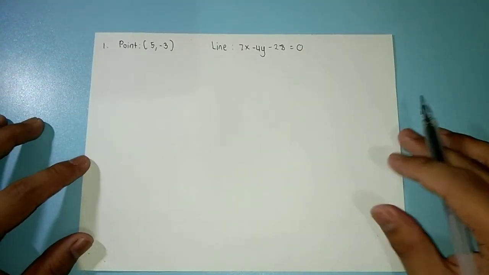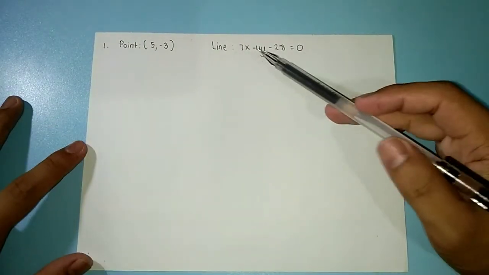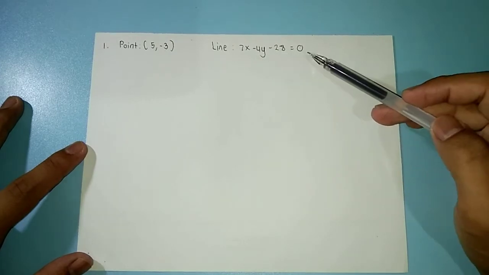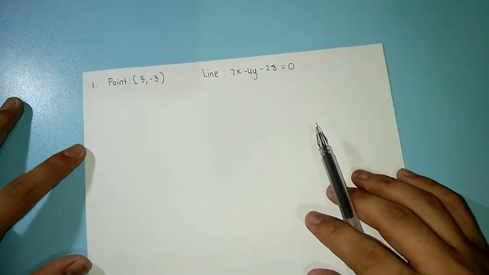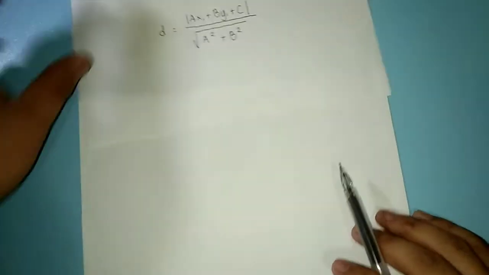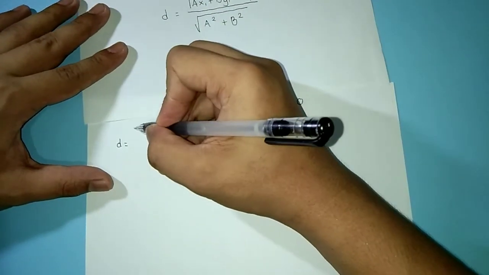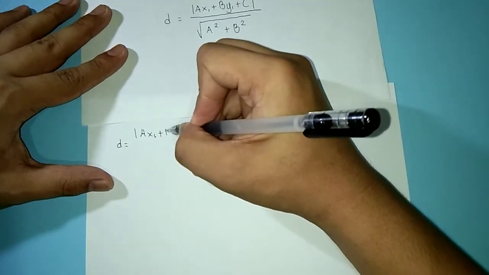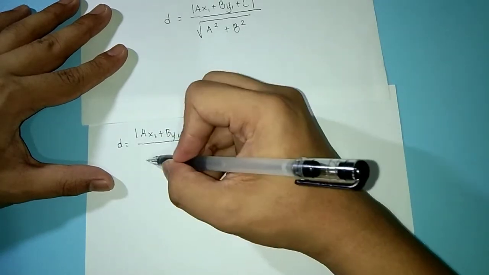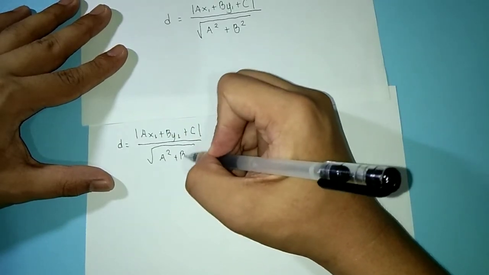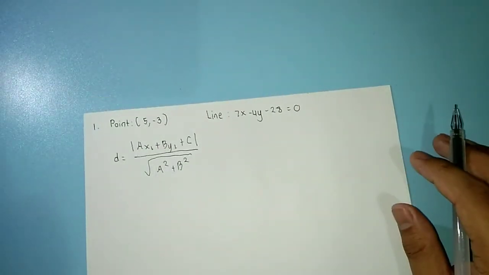Okay, so for example, let's say we have (5, -3), tapos yung general equation ng line natin ay 7x minus 4y minus 28 is equal to 0. So hanapin natin yung shortest distance ng dalawang to. Okay? So using our formula, ito yung ating formula ha. So D is equal to absolute value ng ax sub 1 plus by sub 1 plus c all over square root of a squared plus b squared. Napakadali lang yan. Isa-substitute lang natin. So, dapat alam natin kung alin yung a, b, c, tsaka yung x sub 1, y sub 1.